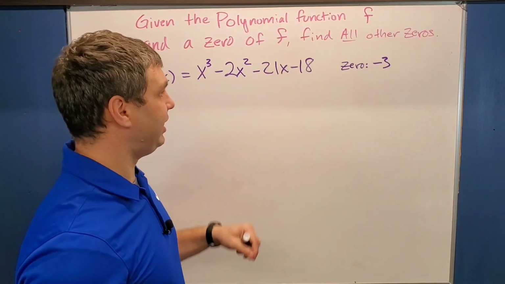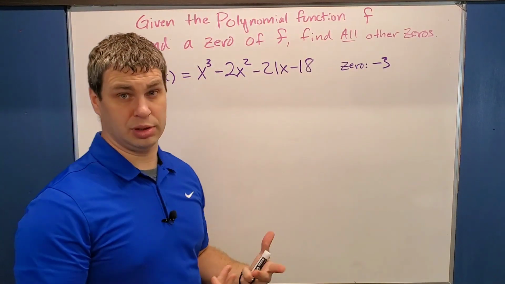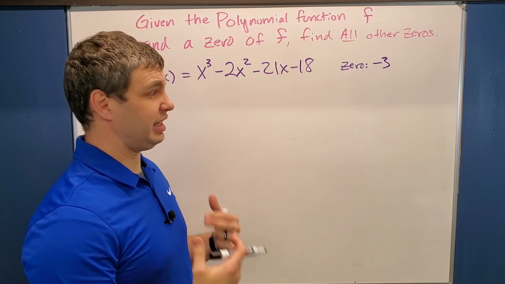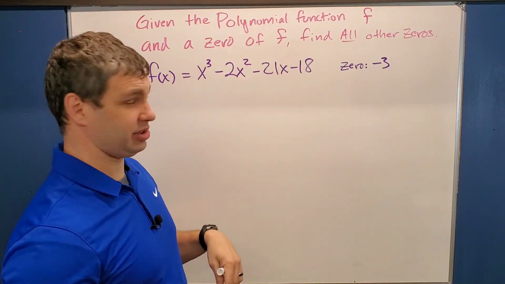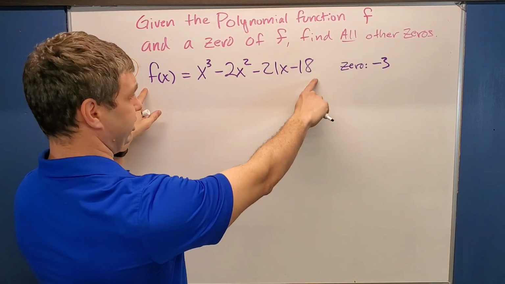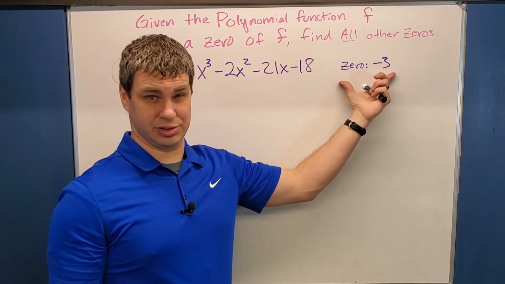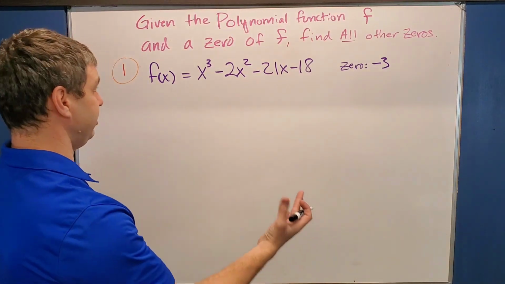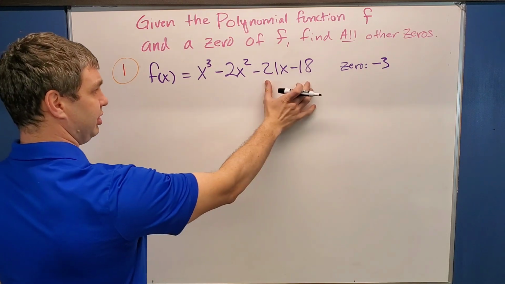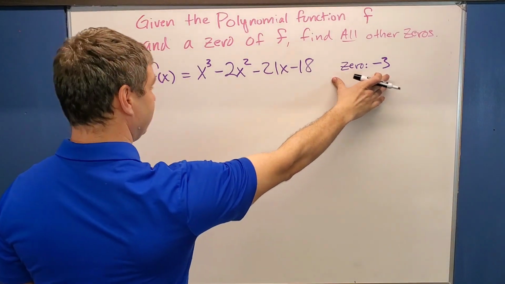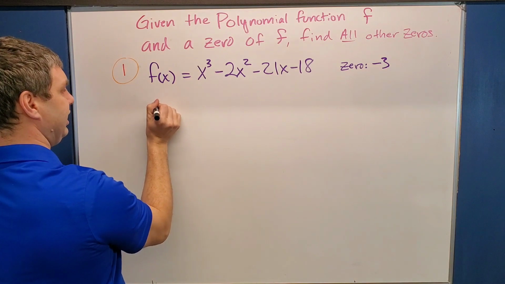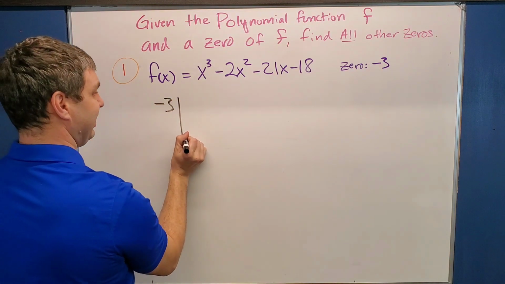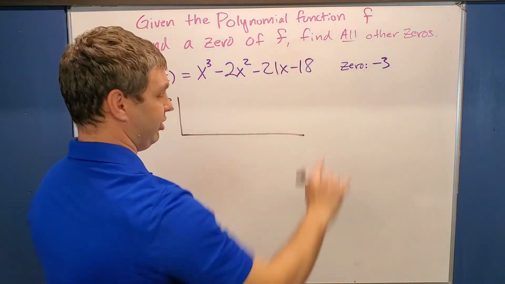This problem's asking us to find all the zeros of our polynomial function f, if we're given one of the zeros. In other words, I'm given this big long polynomial here, and I'm given one of the zeros, and I need to find the rest of them. So to find all those zeros, we're going to take one of those zeros, the one that they give us, and perform synthetic division on our polynomial.